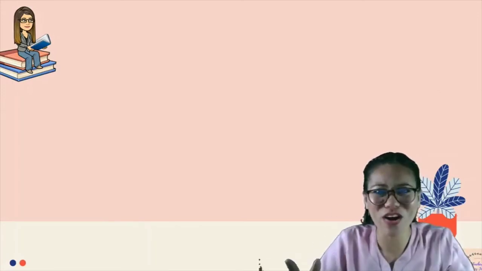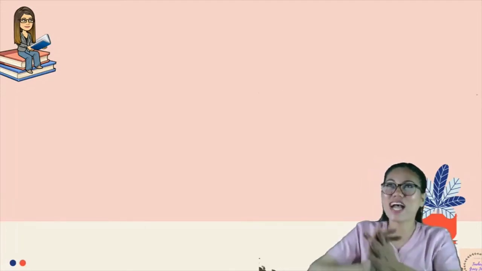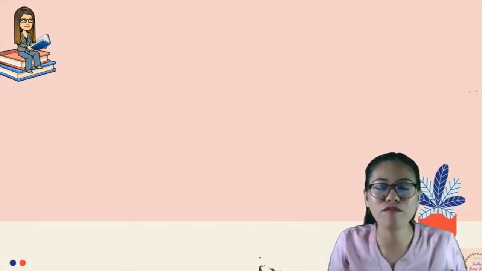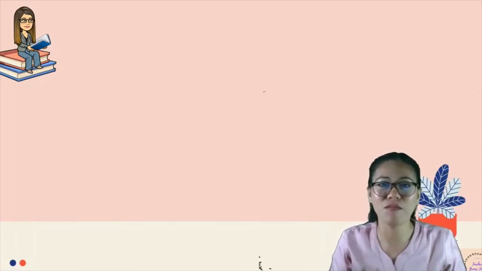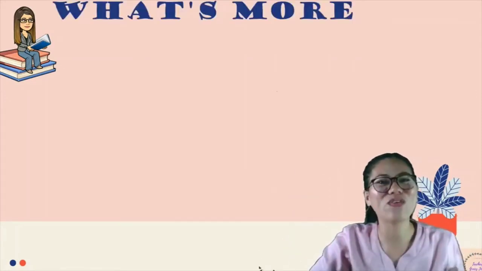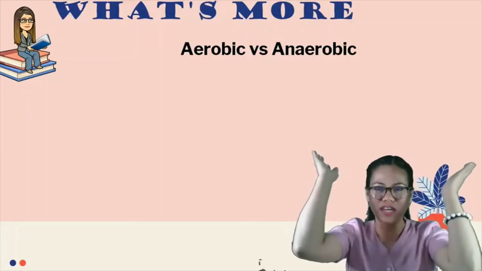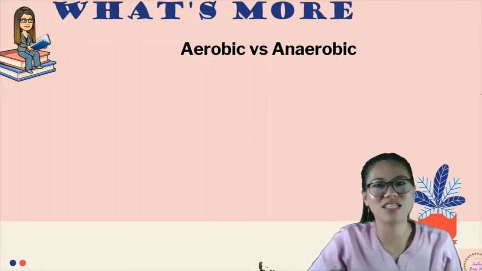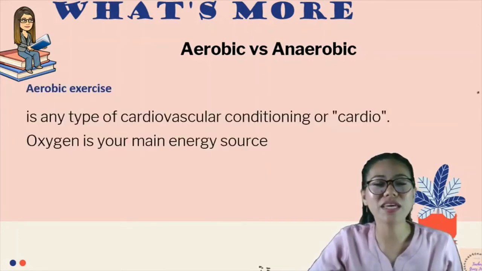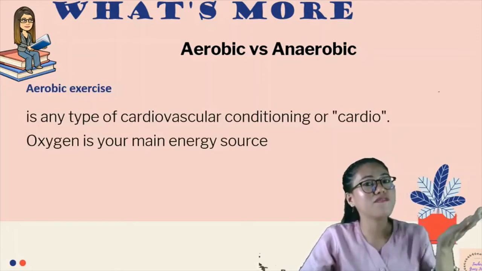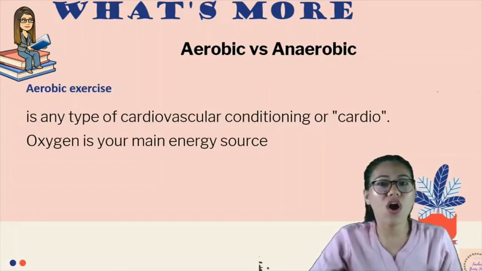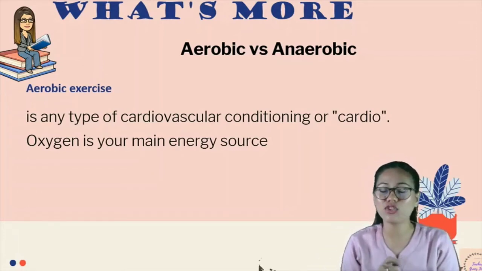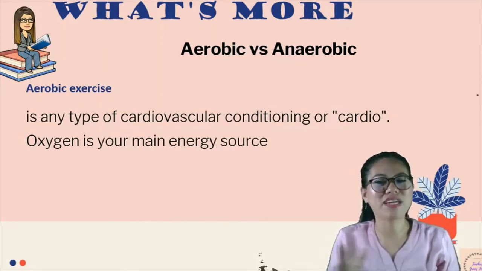Now, do you want more? Okay, since you want more, let's have what's more. Aside from the food fuels for energy and the energy systems, we also have aerobic versus anaerobic. So what is aerobic versus anaerobic? Let's have aerobic. Aerobic exercise is any type of cardiovascular conditioning or cardio. Oxygen is your main energy source. An example of that is... Give me another example of aerobic exercise.